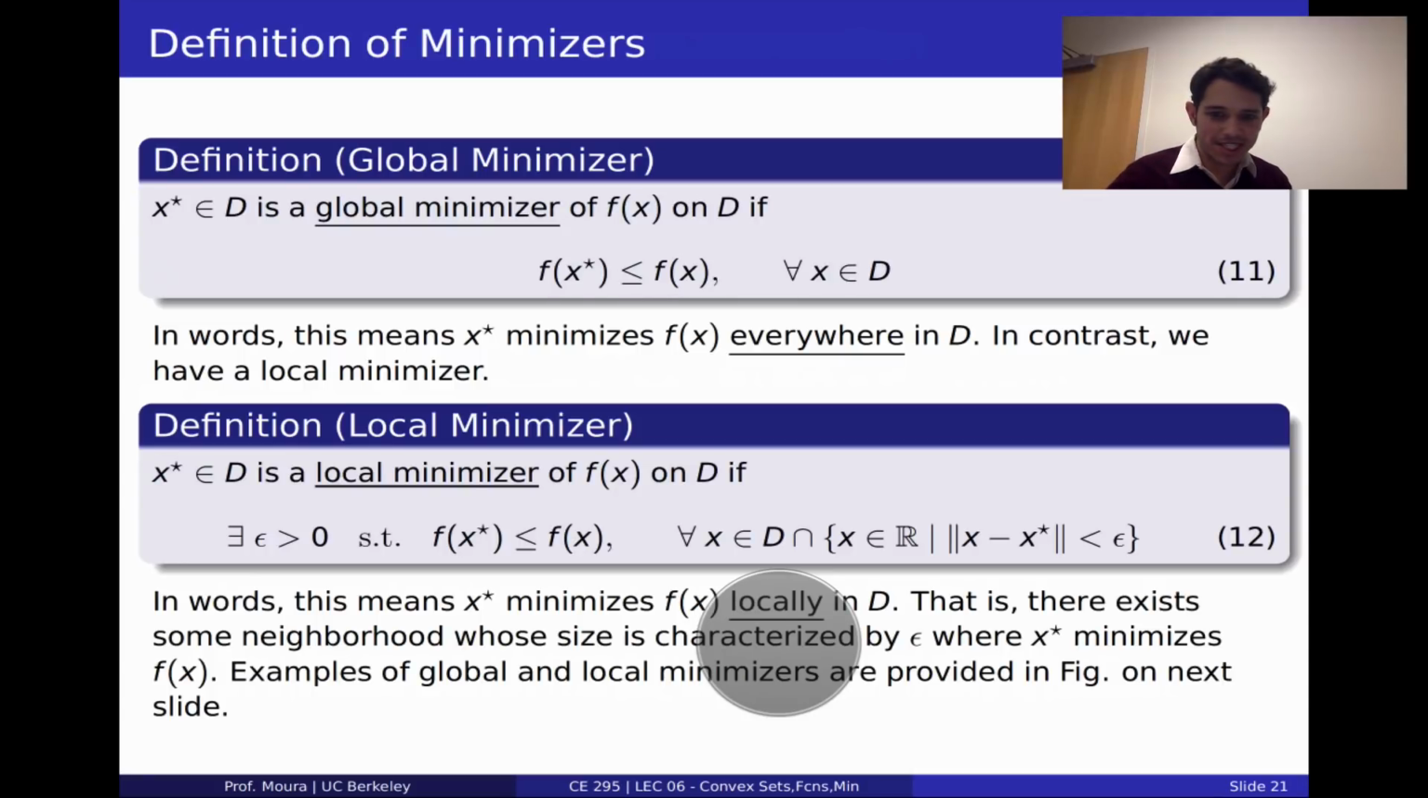So a few lectures ago, I said I wanted to be very precise about what it means for x to minimize an optimization problem. So now we're going to be precise and describe the different types of minimizers that can occur in our optimization problems.